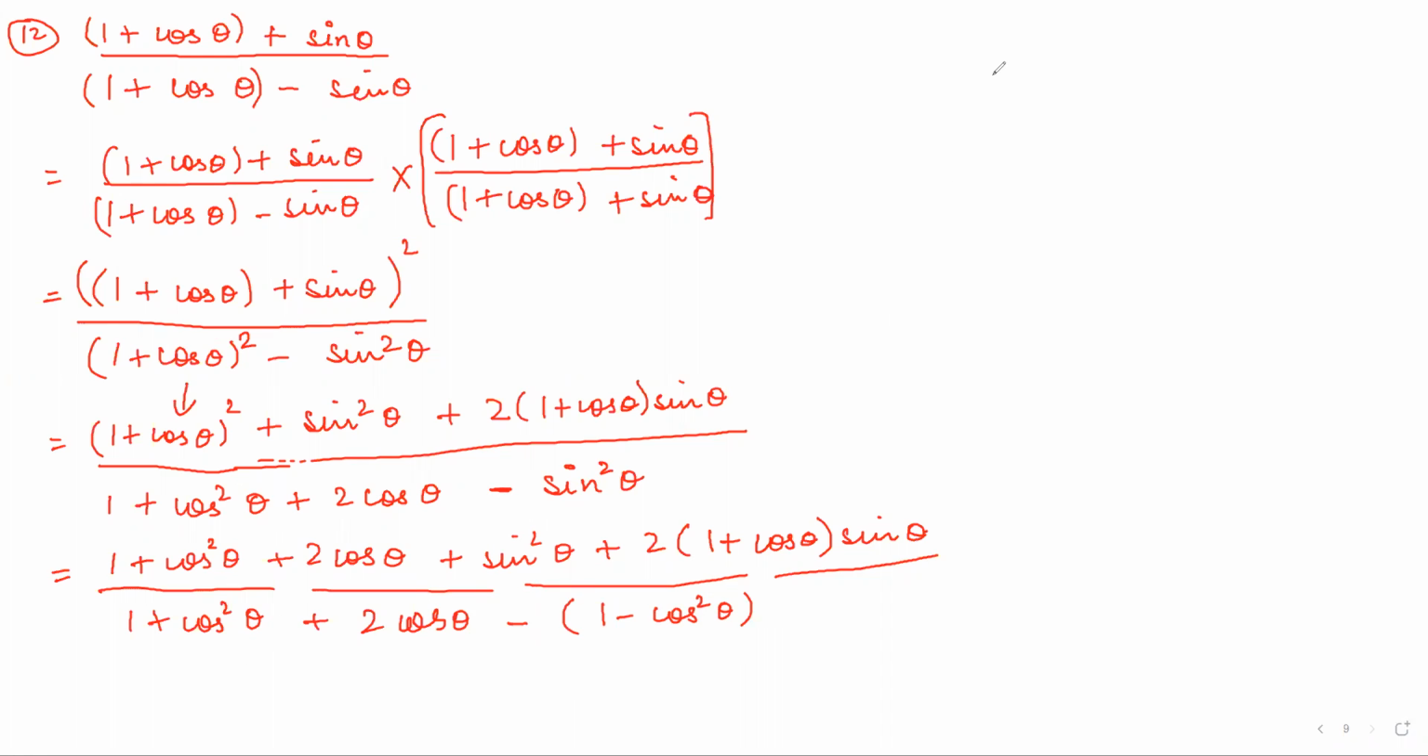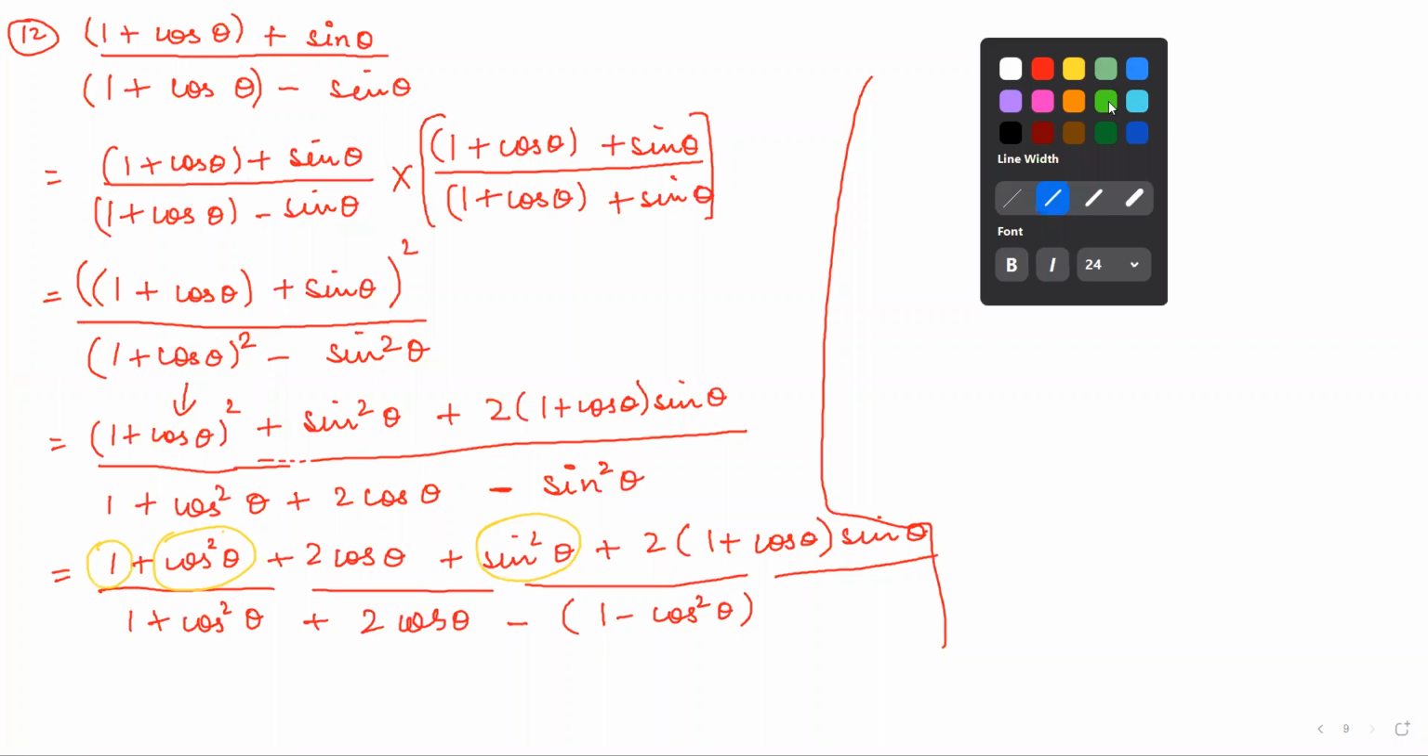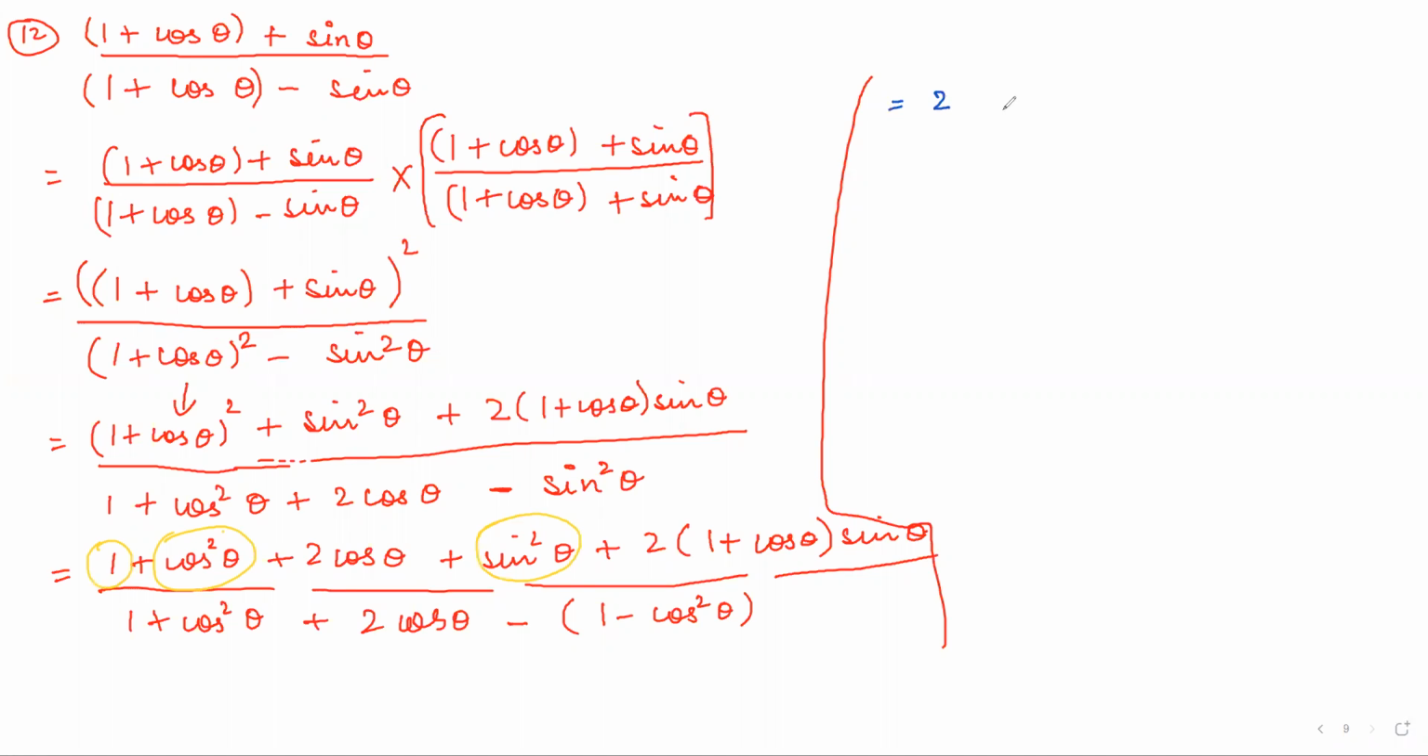Okay, now see here. Now look at these terms. I have cos square theta and plus sine square theta. So this will become 1, right? And 1 I have here. So 1 plus 1, 2. So I'll get 2 plus rest of the terms 2 cos theta plus 2 into (1 plus cos theta) into sine theta. Now in the denominator, what will I have?